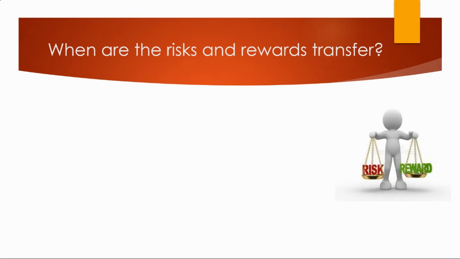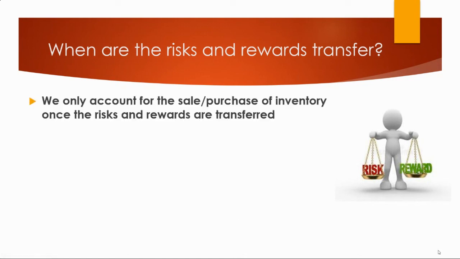So when I've sold it, and on that day, once they take ownership of that product, I can also get the reward. Now, in terms of accounting, we only account for the sale once the risk and rewards have been transferred to the different parties. That means the third party has taken ownership of these goods, and then I am entitled to the payment.